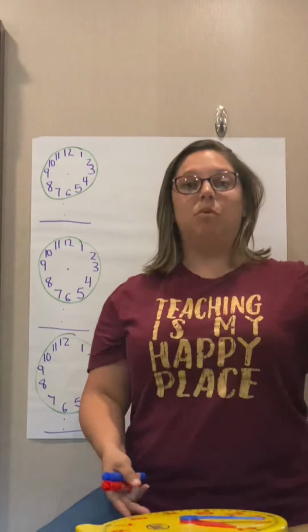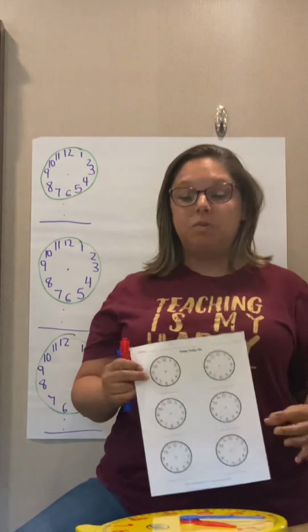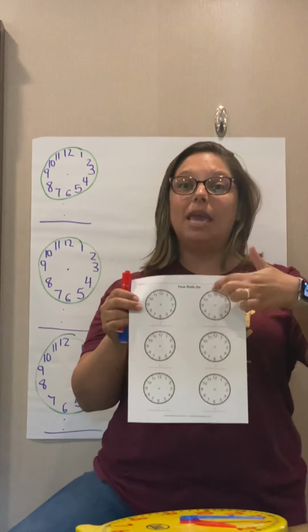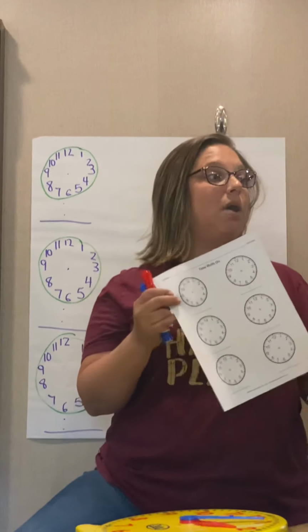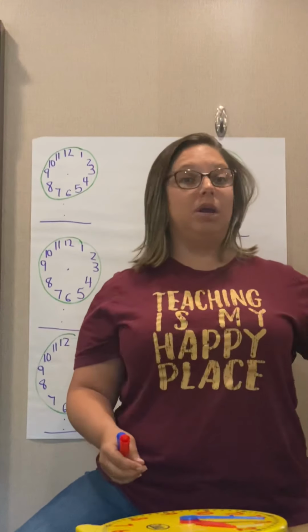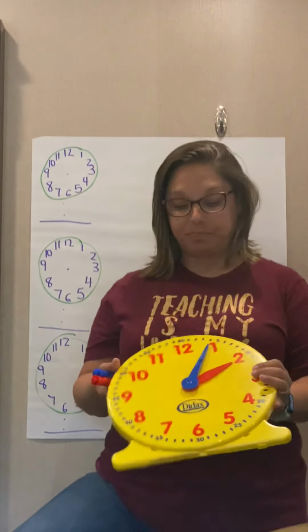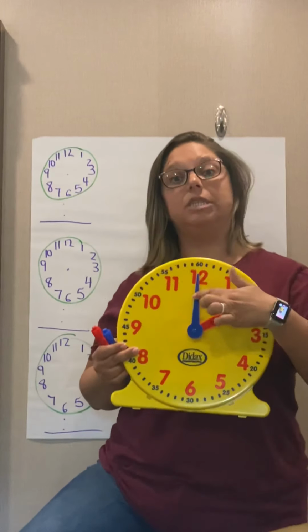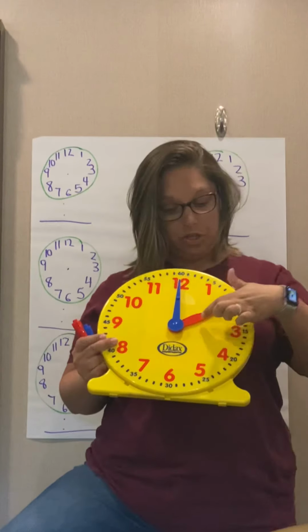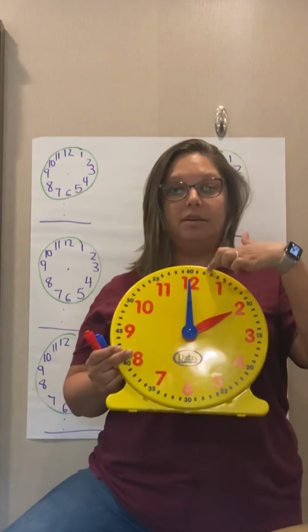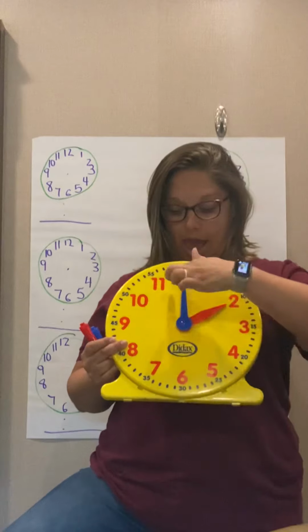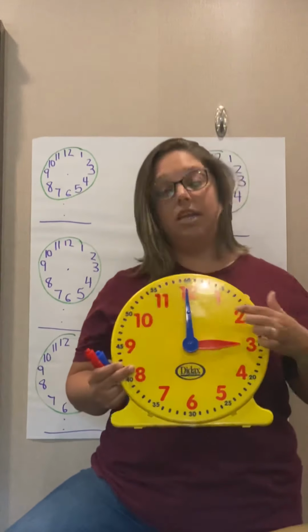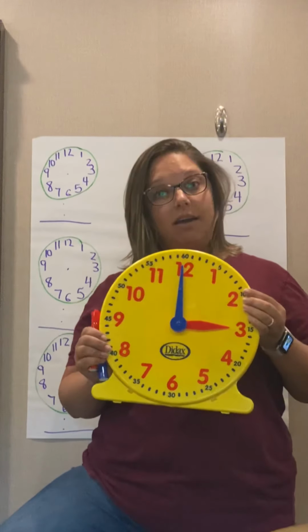Today we're going to keep working on time. Last week we were talking about time to the hour, which means that our big hand is going to be pointing to the 12. This week we're going to be working on time to the half hour. Last week we said when our minute hand was pointing to the 12, it meant that it was 2 o'clock. So we have a whole hour until that goes all the way around, and then it is 3 o'clock.